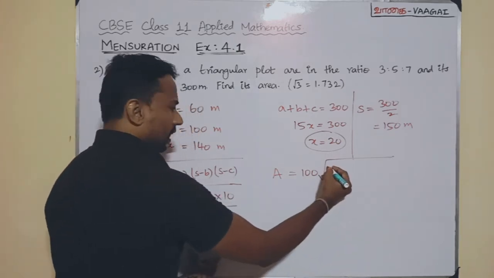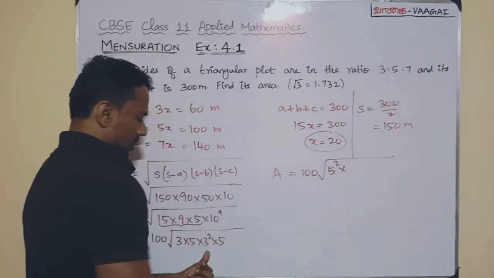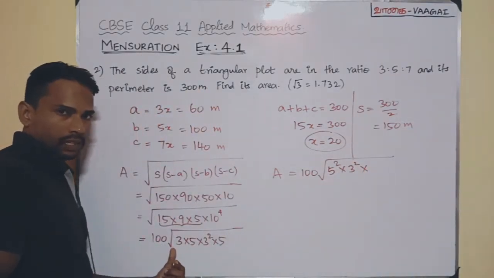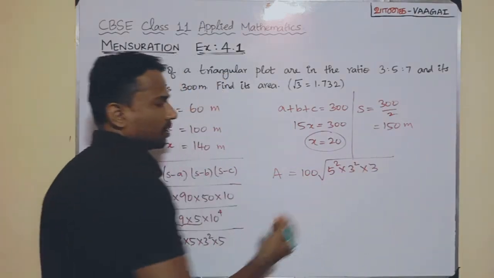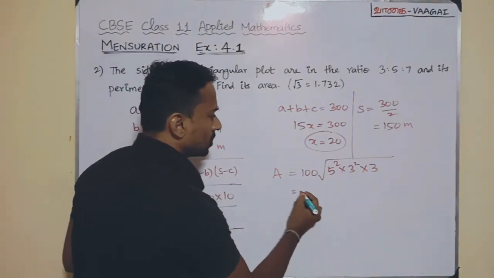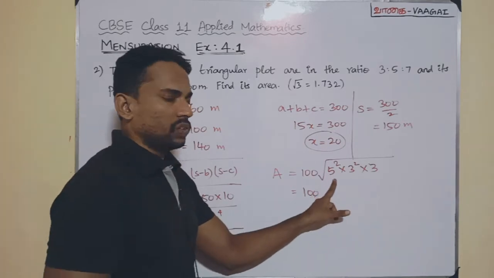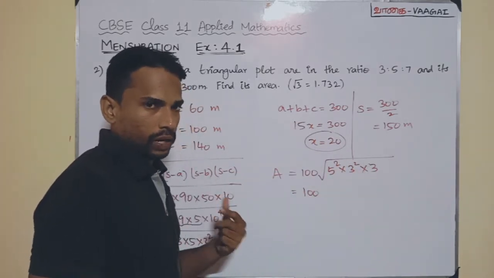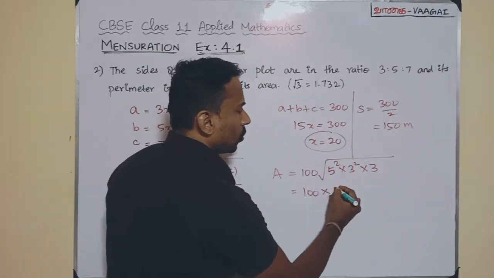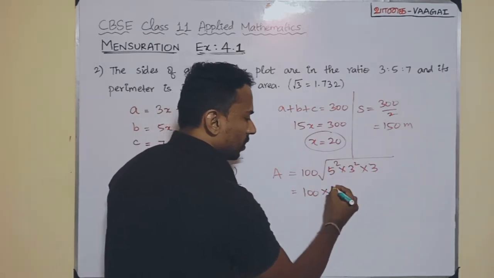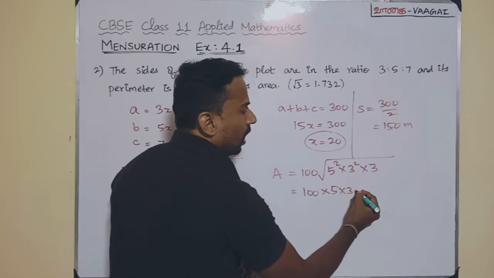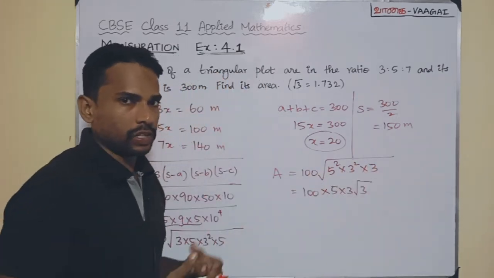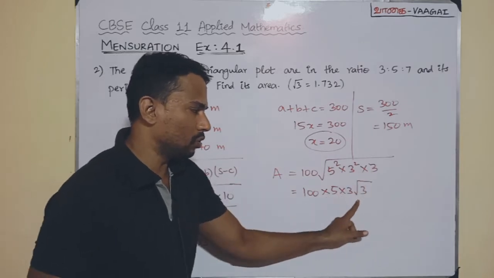So I'll write this as 5 square into 3 square into, and here I have one single 3 without any pairs, so 3. That's it. Now once again I can remove this 5 square and 3 square out of the square root. So when I do that, root of 5 square will be 5, root of 3 square will be 3, and this time I will only have a 3 inside the square root, so square root of 3.